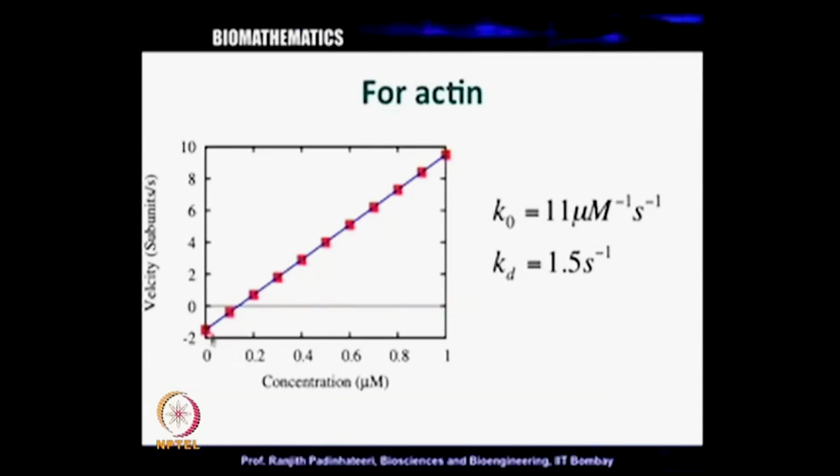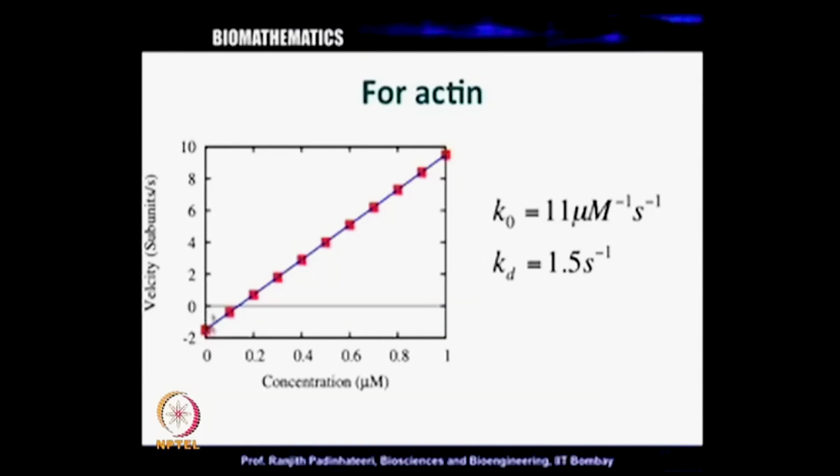How do we calculate the slope without doing too much calculation? Since this is a straight line, calculating the slope is very easy. Look at the change in x here. X changes from 0 to 1, a whole 1 micromolar. And how much did the y change? Y changed from minus 1.5 to this value, which is just below 10, which is actually 9.5. Sorry, yeah, 9.5.